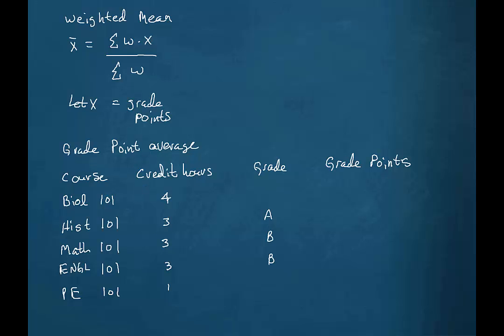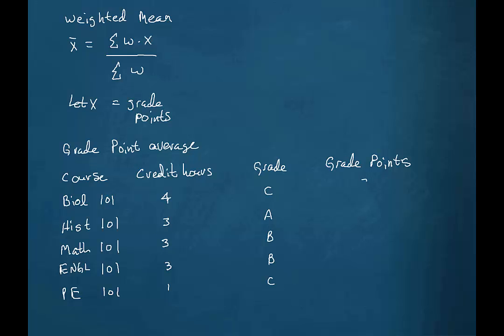So in this case right here, let's suppose that we have a first semester report card and we have Biology 101, History 101, Math 101, English 101, and PE 101. Now, Biology would carry 4 credit hours because of the lab component. History 3 hours, Math 3 hours credit, English 3 hours credit, PE 1 hour credit. And let's suppose that we got an A in History, a B in Math, a B in English, a C in Biology, and a C in PE.